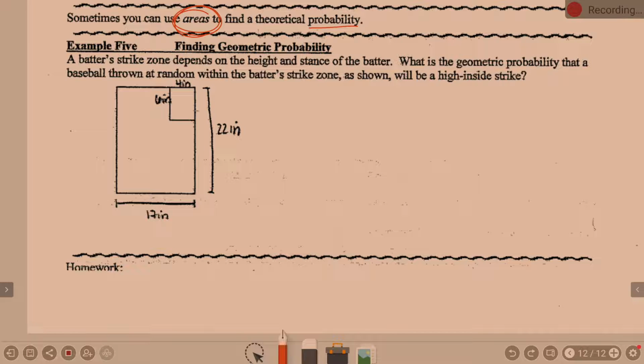So we have a picture drawn. A batter's strike zone depends on the height and stance of the batter. What is the geometric probability that a baseball thrown at random within the batter's strike zone will be a high inside strike? Okay, so we are trying to find the probability of a high inside strike.